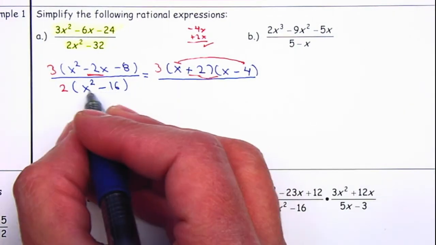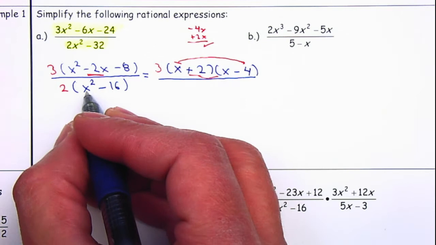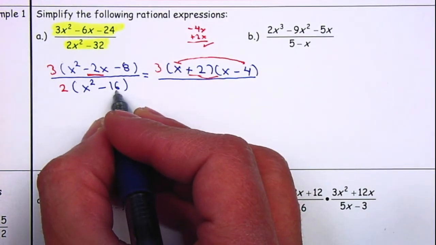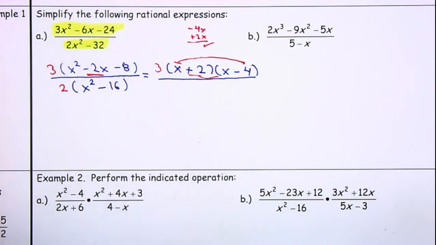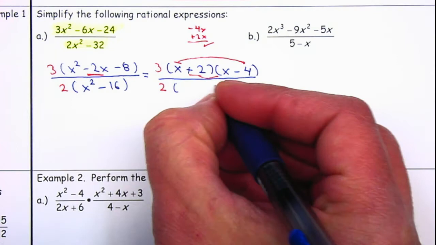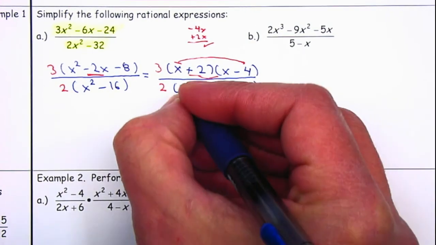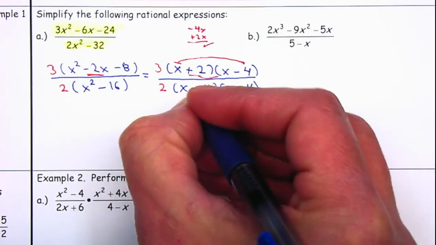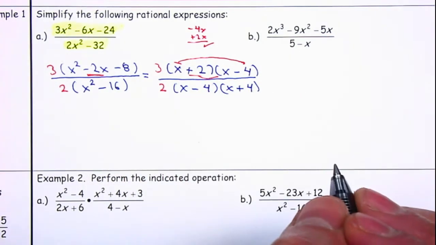Now I can still factor this. Whatever's inside the parentheses is the difference of two squares. x squared is a square, 16 is a square, and there's a minus in between. So we have the 2 outside. Then we have double parentheses. Factors of x squared will be x and x. Factors of 16 will be 4 and 4, one negative, one positive.